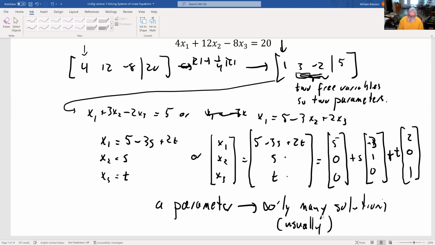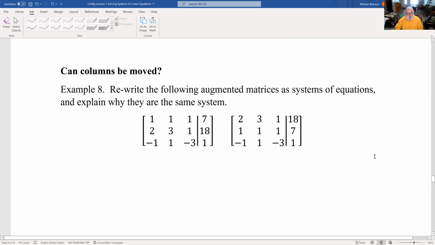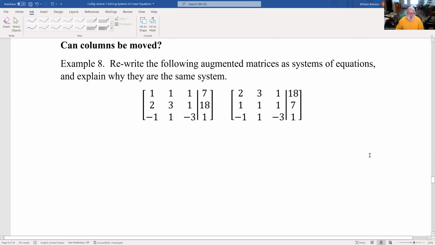So if you have a parameter, you usually have infinitely many solutions. For this one, we definitely have infinitely many solutions. Every choice of s and t gives you another solution. So we've been moving rows around. Can you move columns around?